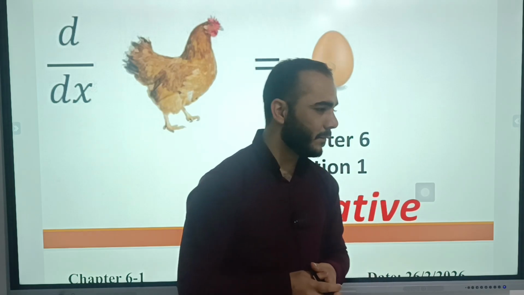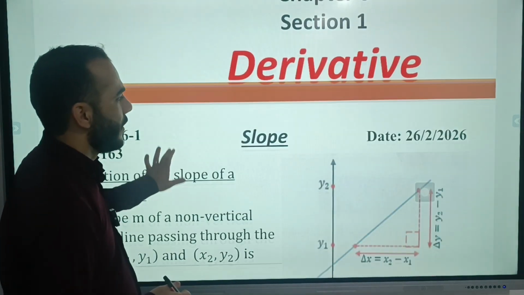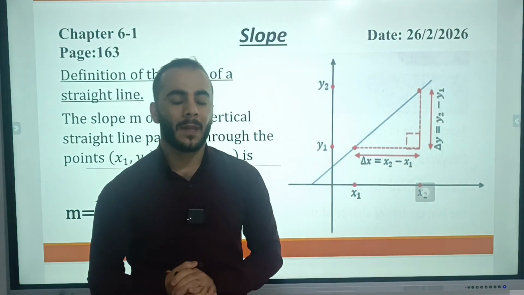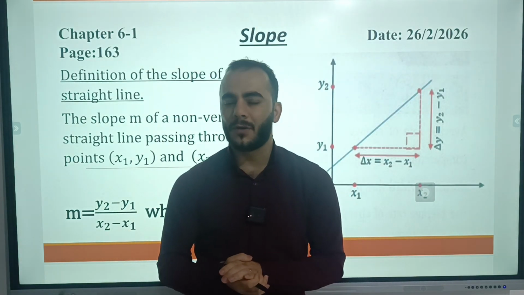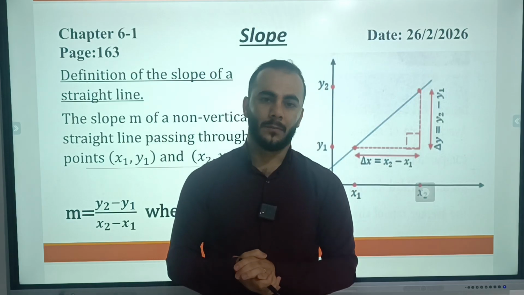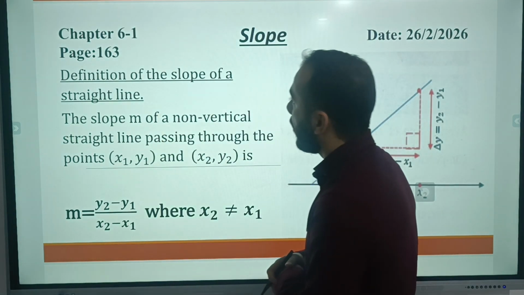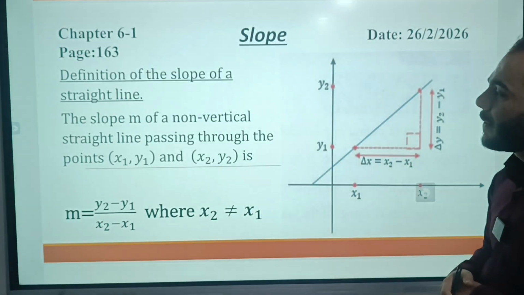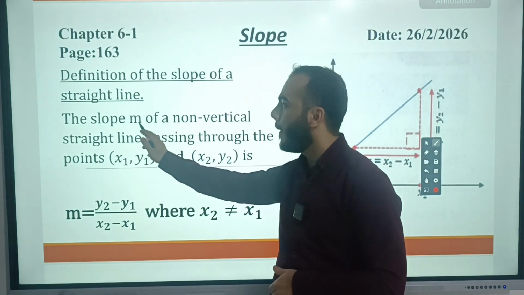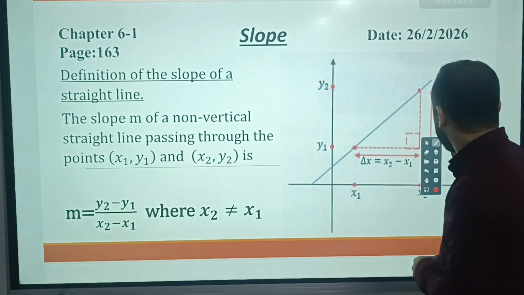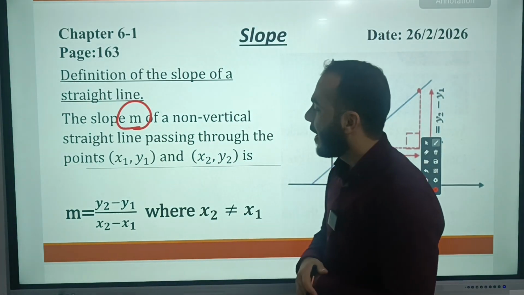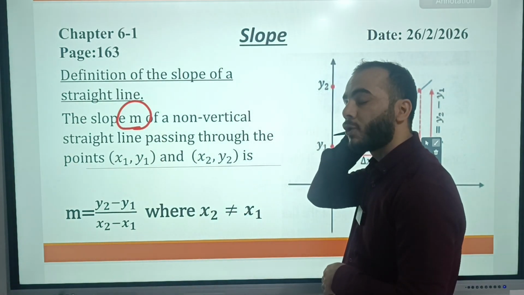All right. In the beginning of our section, we are going to talk about the slope of a line, a linear function. So remember in grade 9, we got familiar with the formula of slope and the idea of slope. All right. So, definition of the slope of a straight line. The slope m. In mathematics, the letter m stands for slope. And whenever we see small letter m, that means we are dealing with slope.